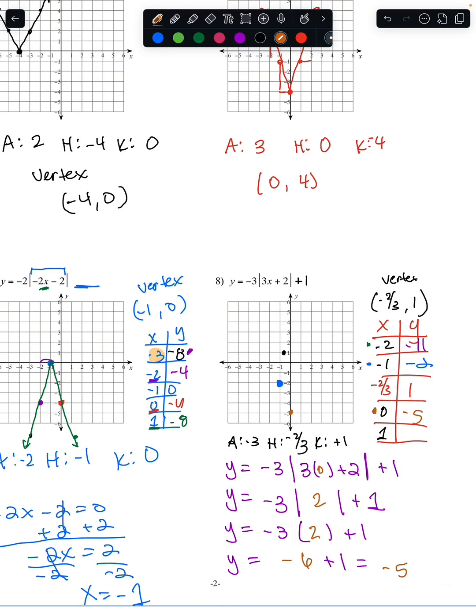Now, and then that 1, we can plug in the 1 just to get the number there. So let's plug in the 1 to get our final number, even though it's going to be off of our graph. Plug in 1, and let's use this pinkish color. And put a 1 here. 3 times 1 is 3, plus 2 is 5. Absolute value of 5 is still 5. Negative 3 times 5 is negative 15. Plus 1, negative 14. Which won't fit on our graph.